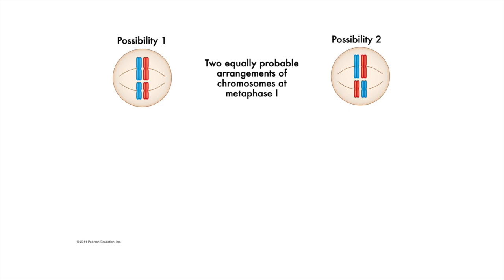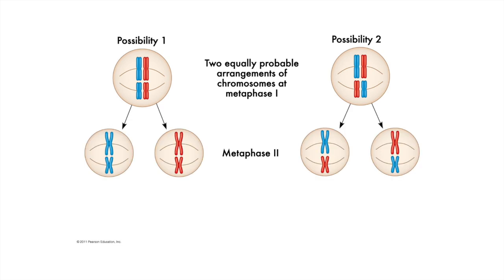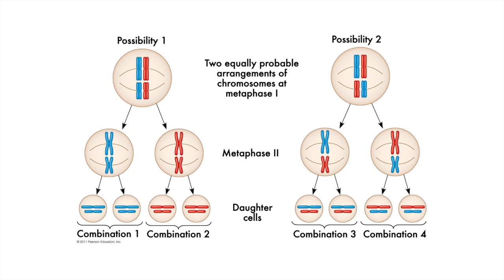Here's another simplified case where we have a cell with 2n equals 4, or 2 pairs of homologous chromosomes. There are only 2 possibilities. Either both of dad's chromosomes are on one side and both of mom's across, or there's a swap. Both of these arrangements are equally likely. Let's pretend for a moment that crossing over isn't happening just for simplicity's sake. When we get to metaphase 2, you can see that we are left with different alternatives for how the sister chromatids will be separated. This means that in gamete formation, there are 4 different possible combinations of how the 2 sets of homologs will assort.